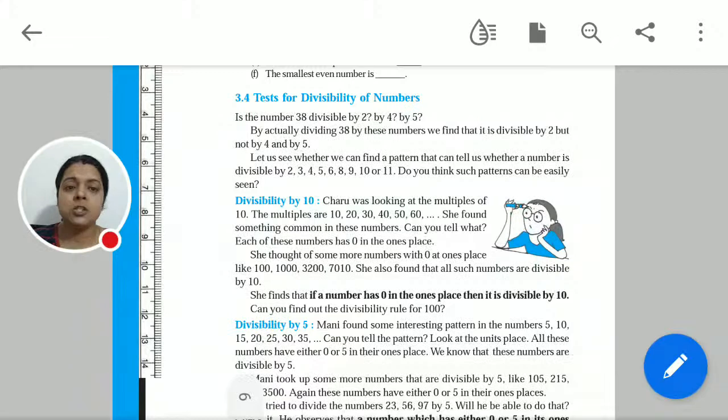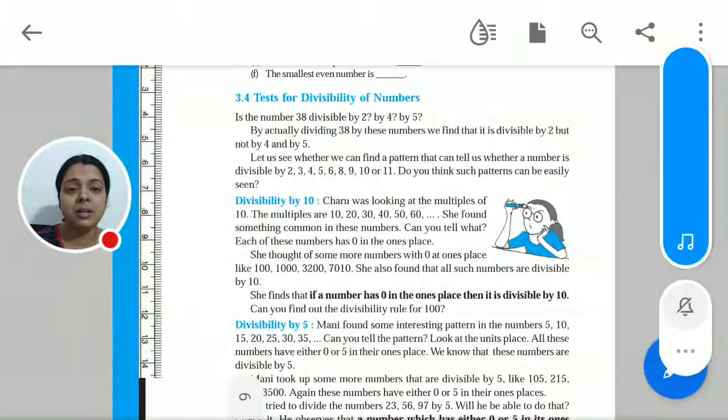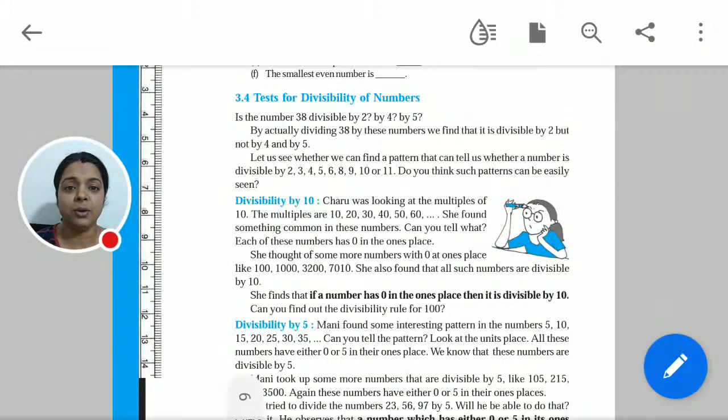The first rule we have is divisibility by 10. Many times students think that they need to learn this rule of divisibility. But let me tell you, there is no need to learn this divisibility rule. You just have to get an idea of how to go for it.